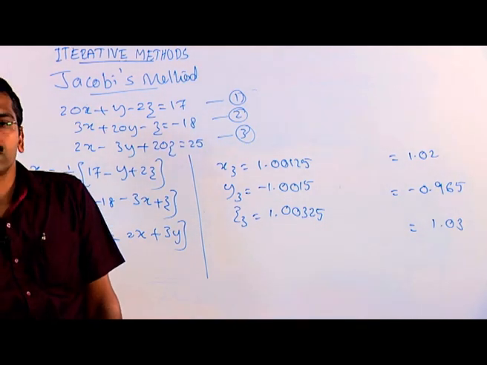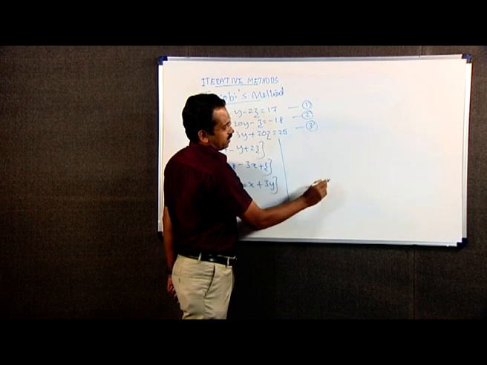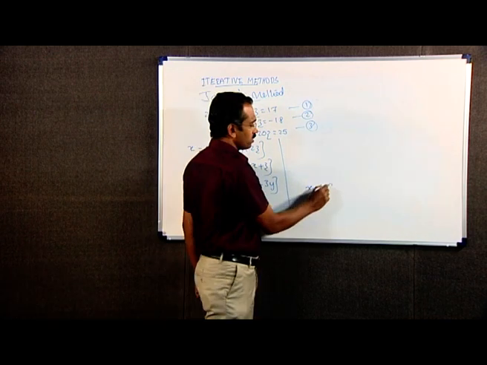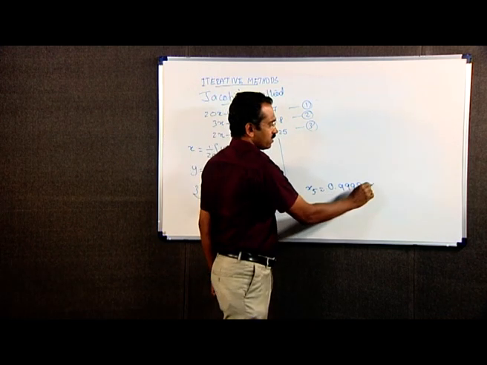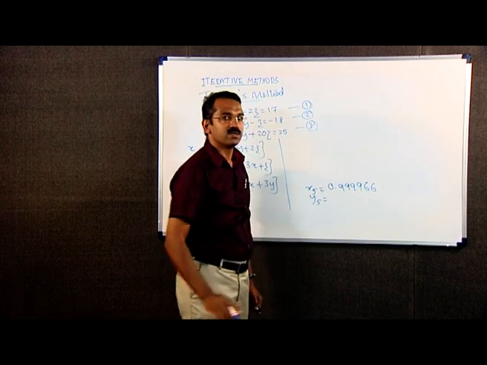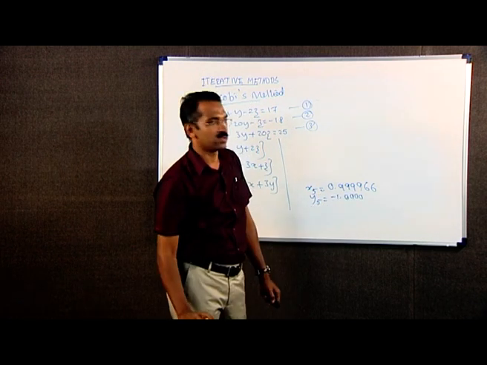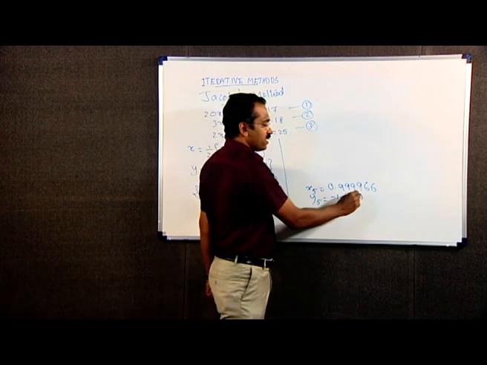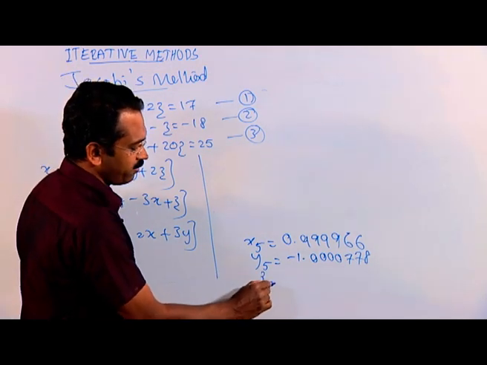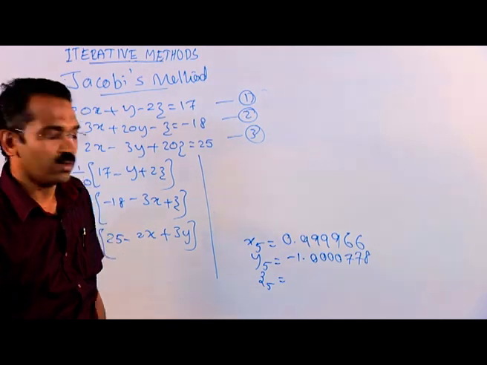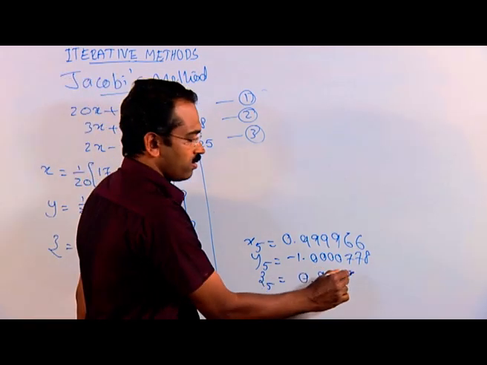Continue this process. In the fifth iteration, we will get x5 is equal to 0.999966, y5 is equal to minus 1.0000778, and z5 is equal to 0.9999556.